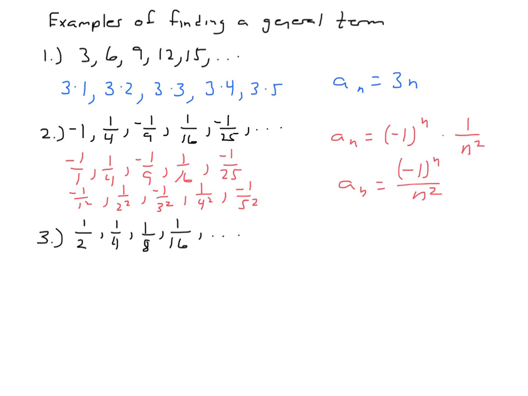So if I write these now as powers of 2, I will have 1 over 2 to the first. The second term is going to be 1 over 2 squared. Third one is going to be 1 over 2 to the third. And the fourth term is 1 over 2 to the fourth. And so I can see the pattern here is that what's changing is the power on 2. And so in this case, a sub n is going to be 1 over 2 to the n power.